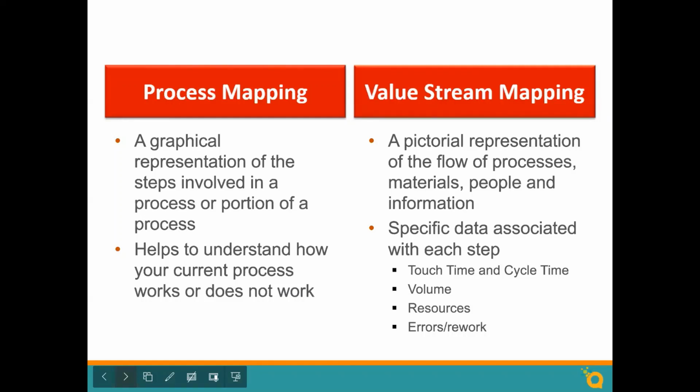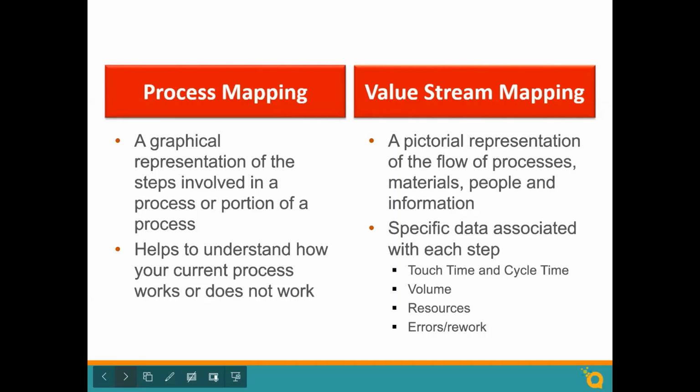Some people talk about process mapping and value stream mapping. There is a difference. A process map is just a very simple graphical representation of the steps that are involved in a process or a portion of a process. And it really just gives you that overall very high level, this is where the process works, this is where it does not. A value stream map talks more about flow, productivity, use of materials, return on investment, profit loss, those kinds of elements, and it looks at specific data associated with each step.